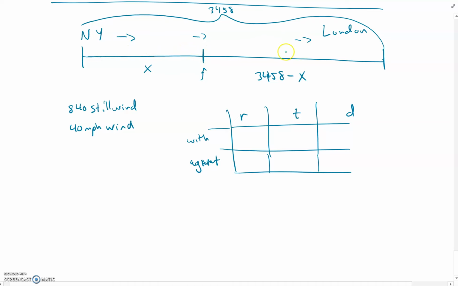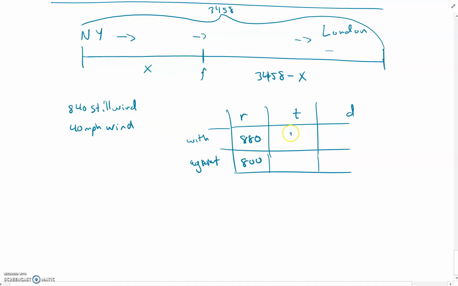Well, with the wind, you can go faster. That's why he can go faster over a longer distance. That's why I think the point of no return is somewhere around here. This is a longer distance over here, but he can go faster. So if still air is 840, with the wind is 880. Against the wind, subtract 40, that's 800.